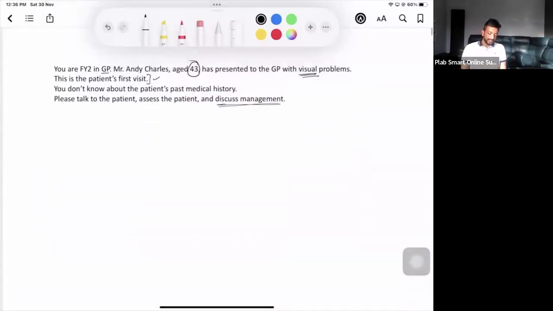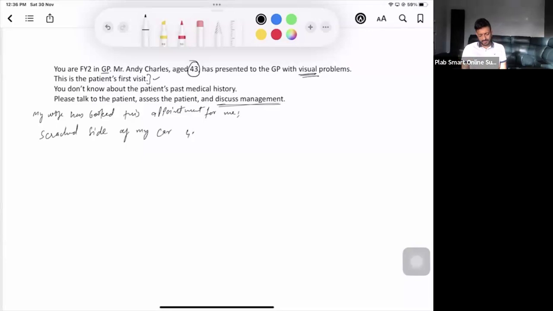This patient said to me, doctor, my wife has booked this appointment for me. Okay. So can you tell me what exactly was the reason why your appointment was booked? He said, I scratched the side of my car yesterday. Okay. Is it the first time that it has happened? No, it has happened previously as well.